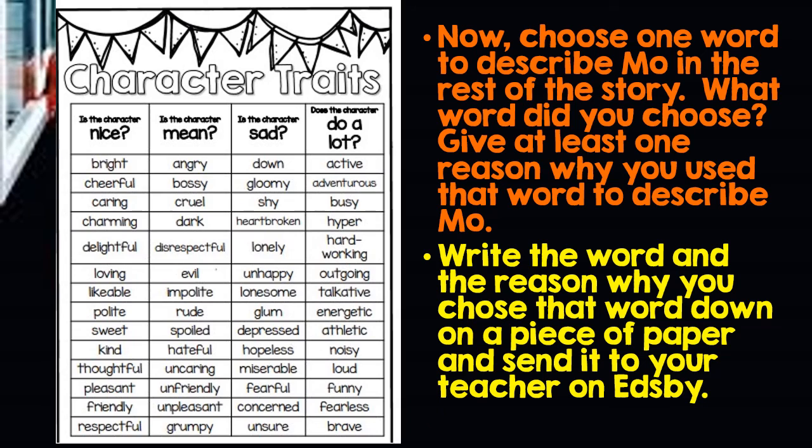Okay, here is the list of character traits again. I want you to look carefully at the list of character traits and choose one word to describe Mo in the rest of the story. What word did you choose? And give at least one reason why you chose that word to describe Mo. You can write the word down on a piece of paper and write down the reason why you chose that word, and then send it to your teacher on Edsby.